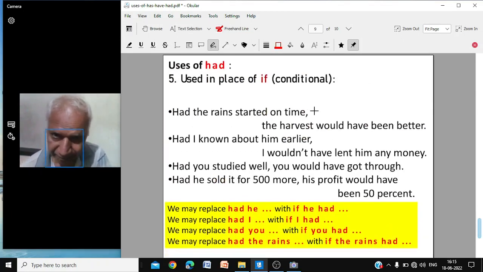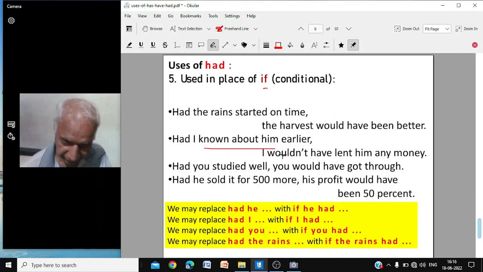Use of had in place of if. If is a conditional. Had the rains started on time, the harvest would have been better. Means if the rains had started on time. Had I known about him earlier, I wouldn't have lent him any money. If I had known about him. Had you studied well, you would have got through. If you had studied well.